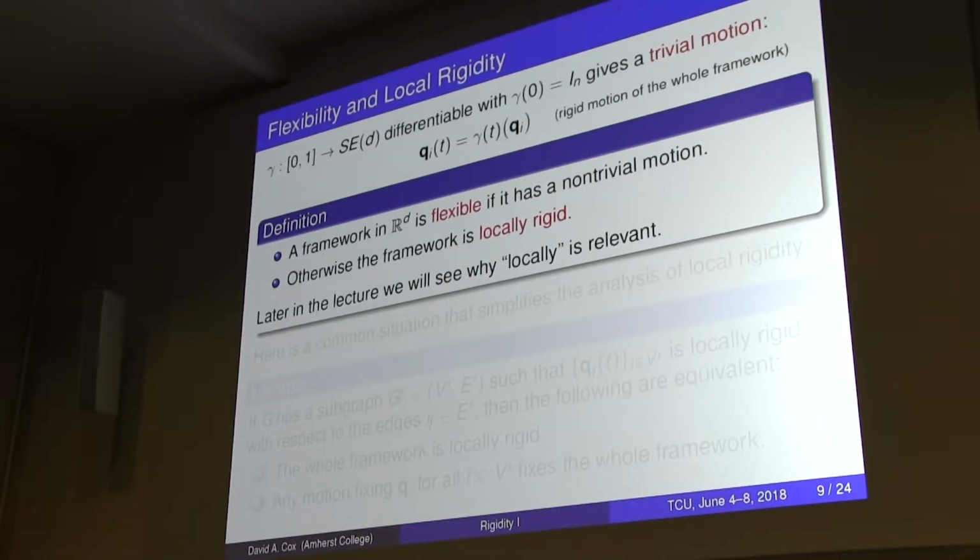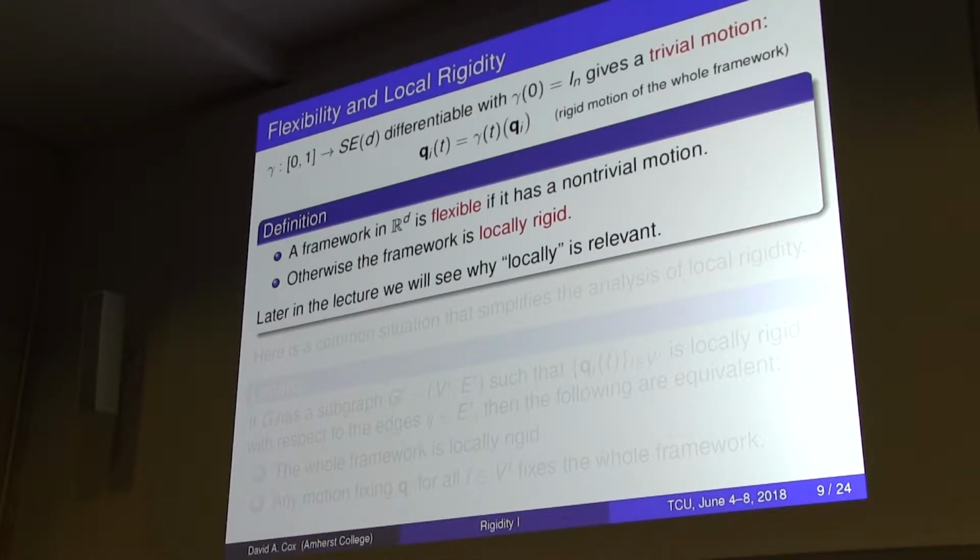Now let's talk about a trivial motion. A trivial motion is where I simply take a path in the special Euclidean group, and I want my path to start at the identity at time 0. Then if I take that path and apply it to my configuration, I get a motion of my configuration. It certainly preserves all the edge lengths, so in particular, it preserves the ones for the edges in the graph. So this is basically a rigid motion of the whole framework. This is what we call a trivial motion.